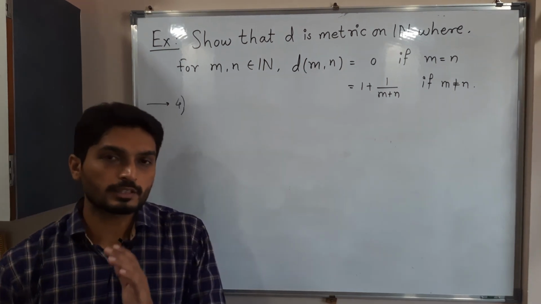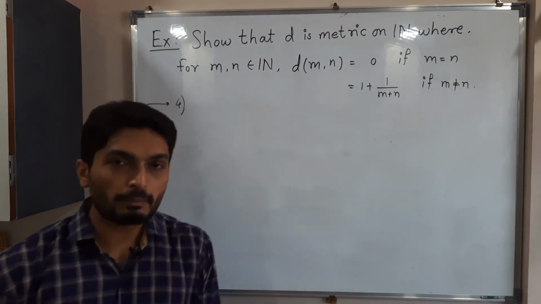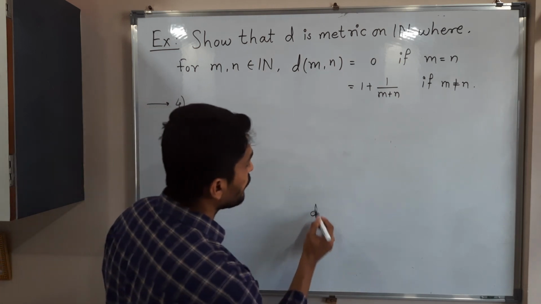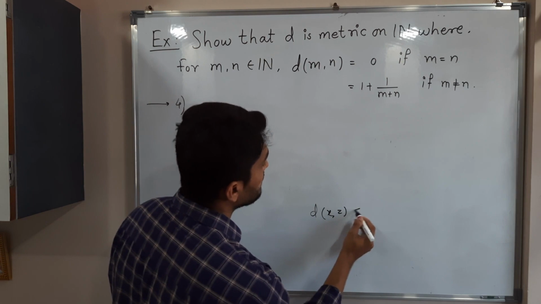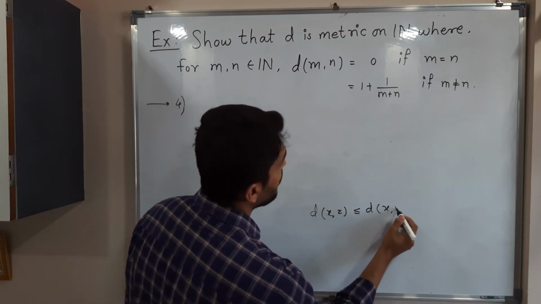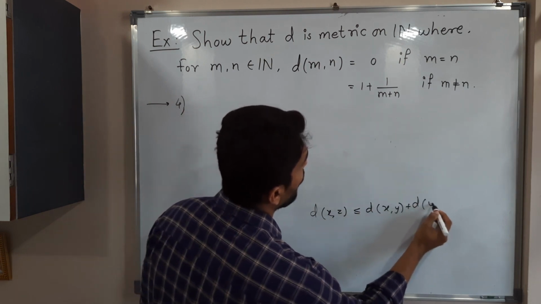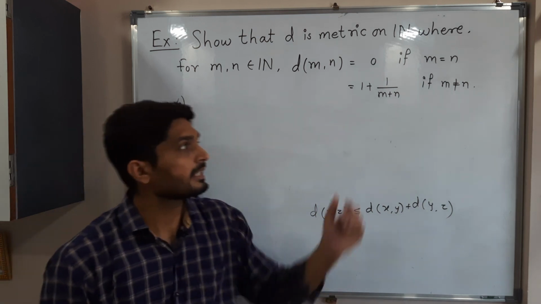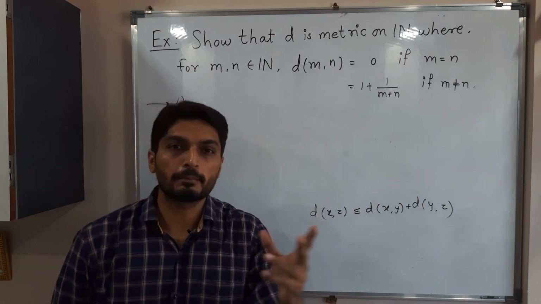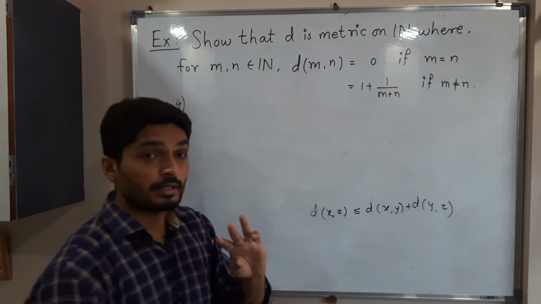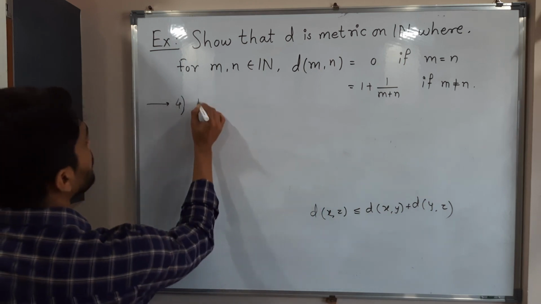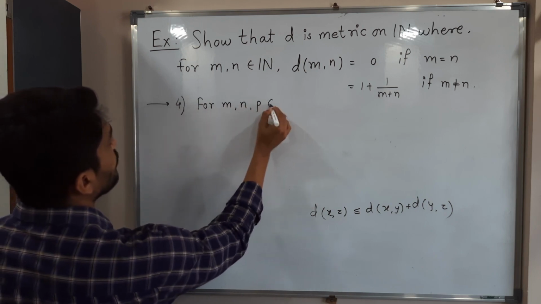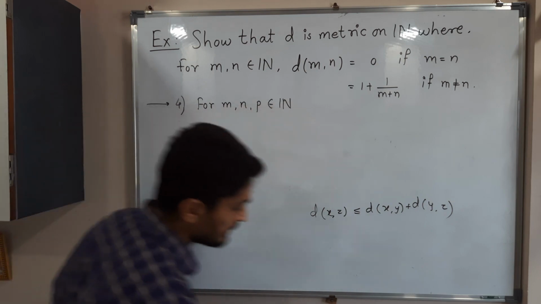Okay, so let us discuss the fourth property. You remember the fourth property, we call it the triangle inequality. That means d of xz is less than or equal to d of xy plus d of yz. Here, instead of taking x, y, z, I will take natural numbers. Normally we take n, m, p. Three elements are required here. So I will start with m, n, p, which are natural numbers, right?